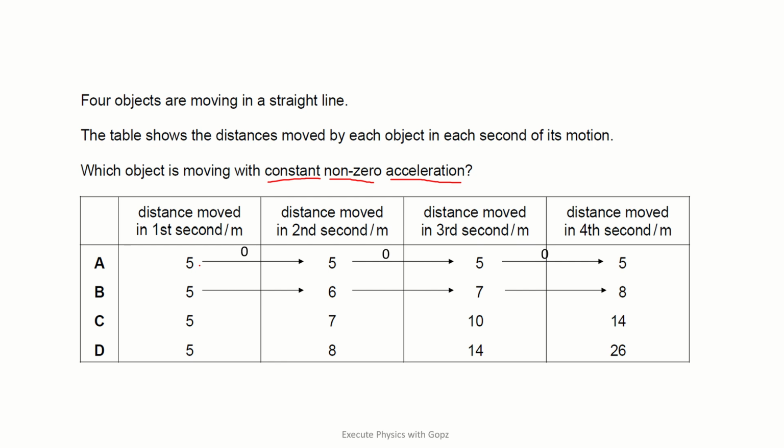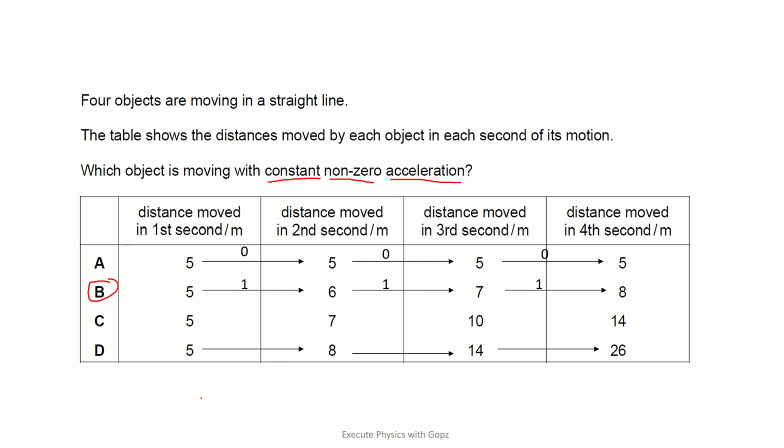Moving to the second one. The first second, it moves 5 meters. Next second, it moves 6. So the difference is 1. Again, in the third second, it moves 7. So the acceleration is constant now. It is a non-zero value as well. So we can conclude that the answer for our question is option B, because it is constant. It is meeting our demand that the acceleration is constant, which is 1, and it is non-zero as well. So the correct answer is option B.